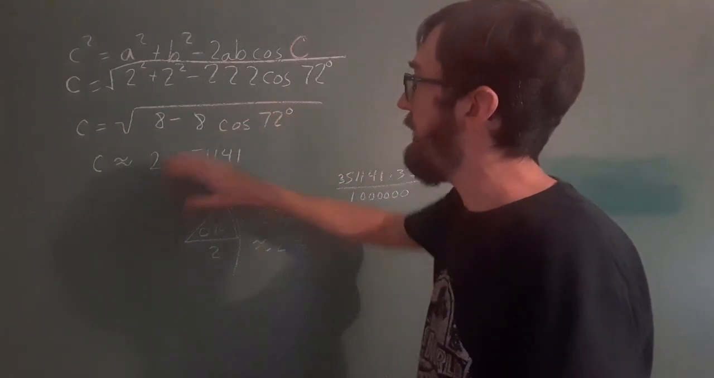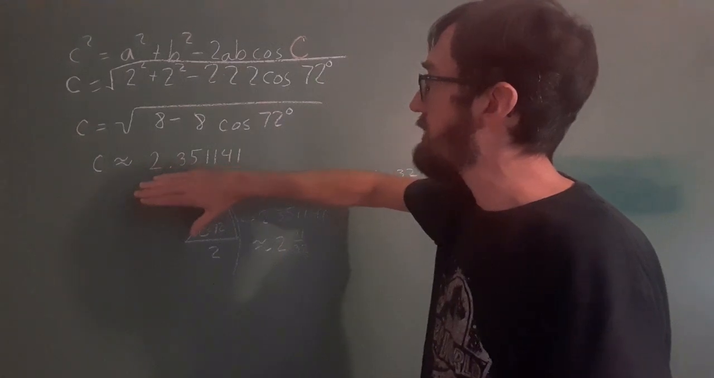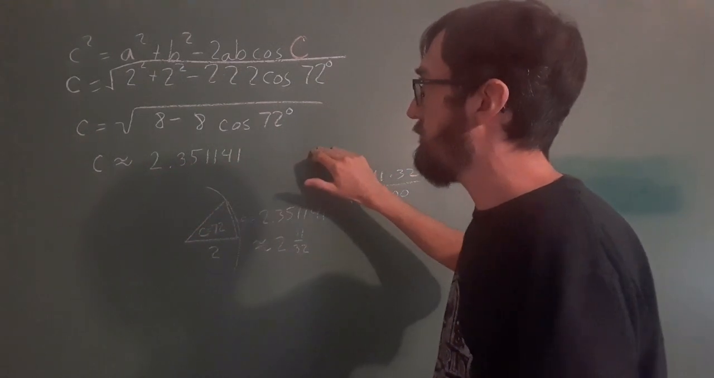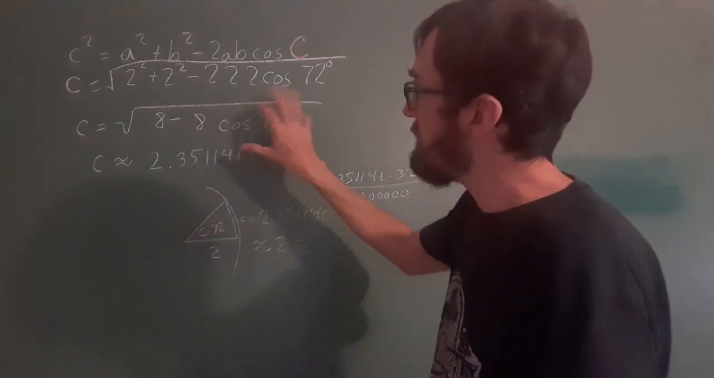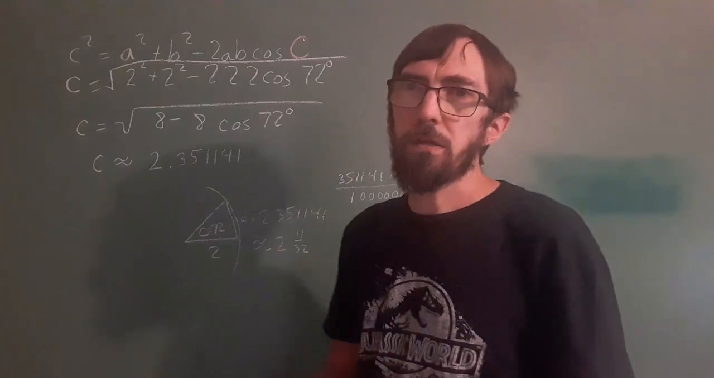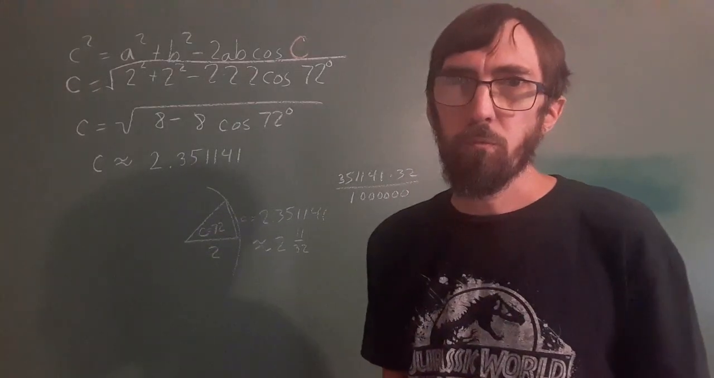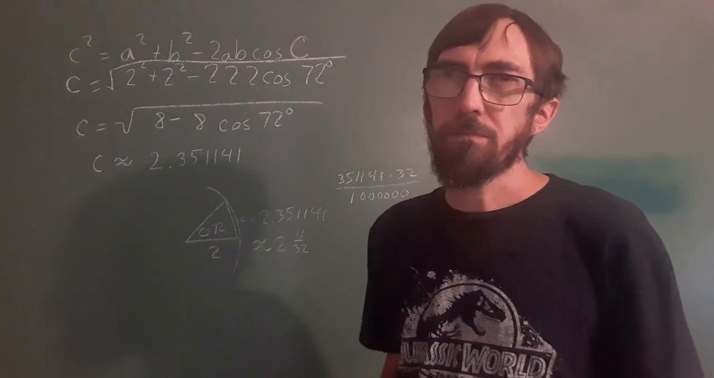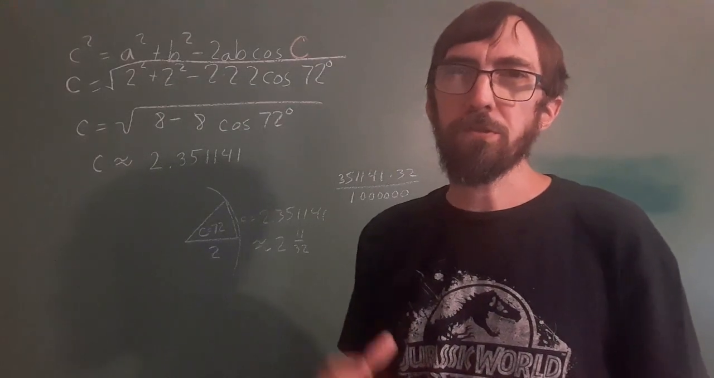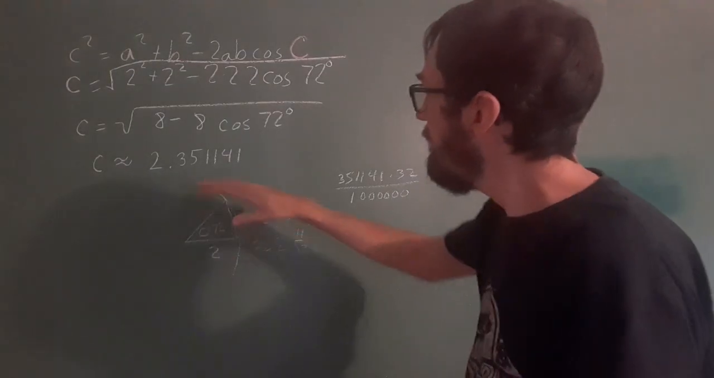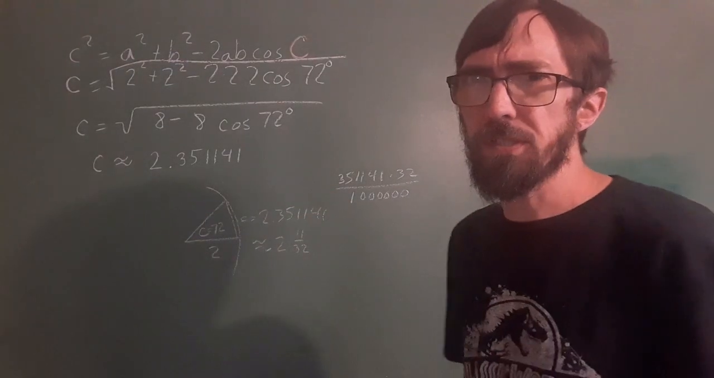Then take the square root of that, and we get that we have approximately 2.351141. This goes on a bit. Because of the nature of what we're doing here, these tend to be irrational numbers, and in the real world, we're working with wood, metal, things like that. At some point, there's an industry standard of where you have to round to. I gave myself 6 decimal places here.